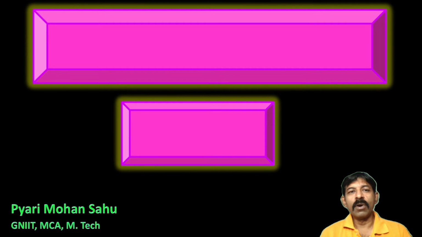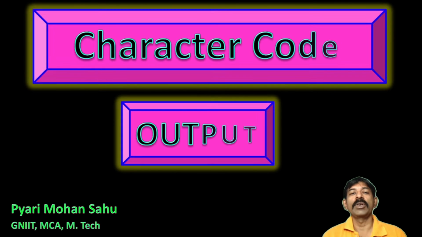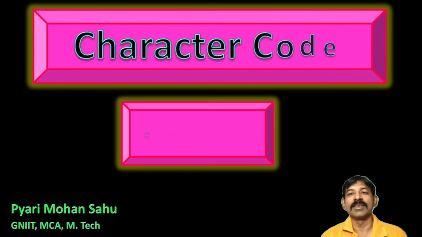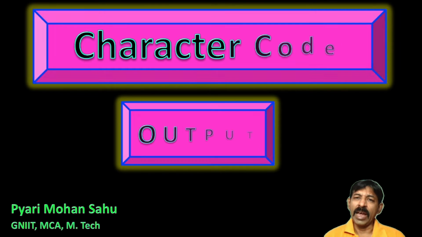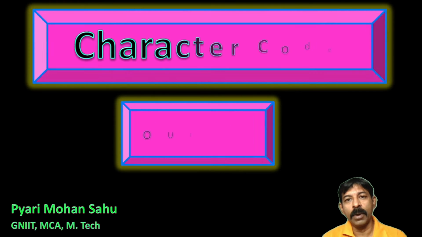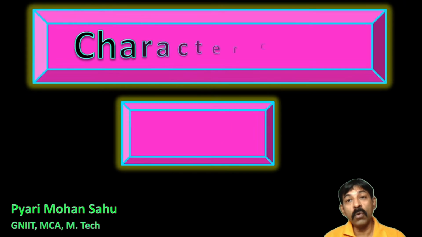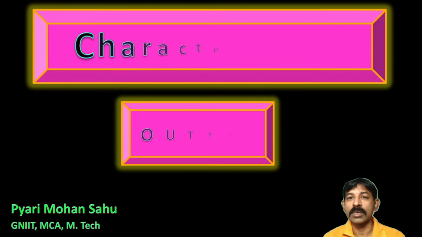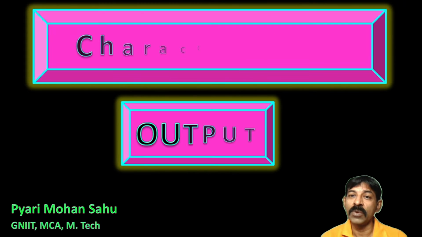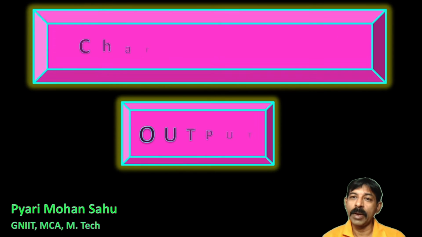In this video, I will tell you how to find out the output, especially using characters. Now, can we store an integer in a character variable? If yes, what will be the output? If no, it is going to show an error message. What type of error message will it generate? Compile time error or runtime error.